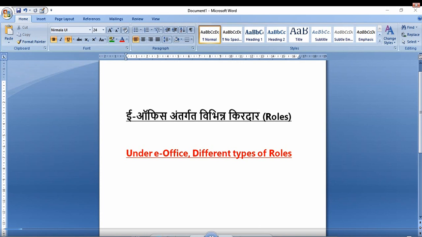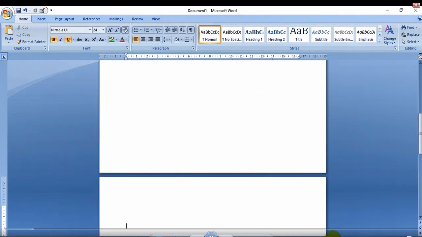Like in our offices, some employees are officers, some are clerical staff. So in file management system, some major roles have been identified and assigned. And so let's discuss these roles. If you relate your office employees, all will get fit into one of the roles. Whenever you read any help document or attend any training on file management system, then this word roles will come there. So let's discuss the roles.